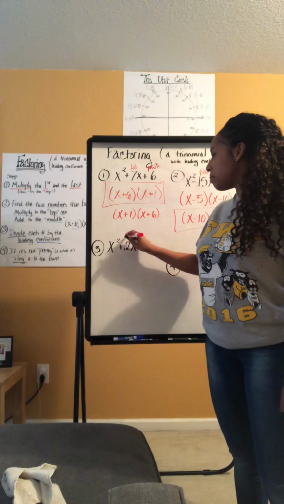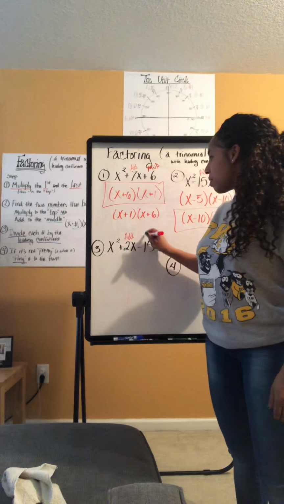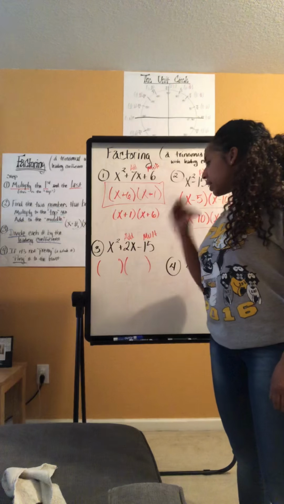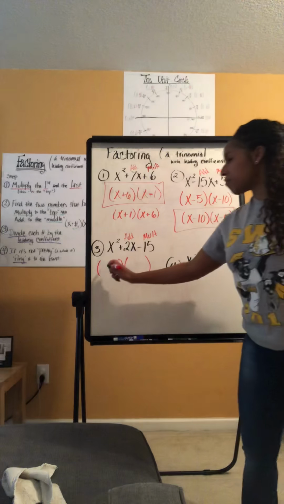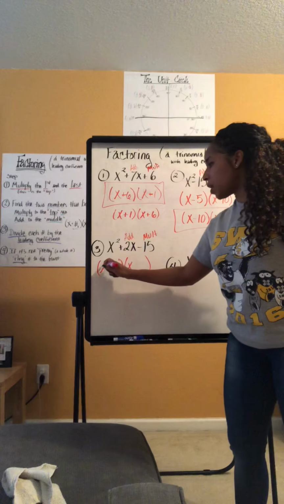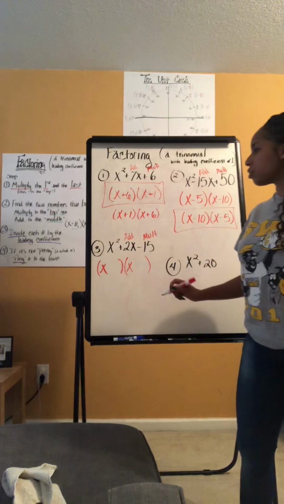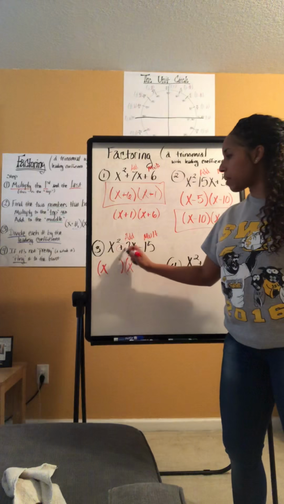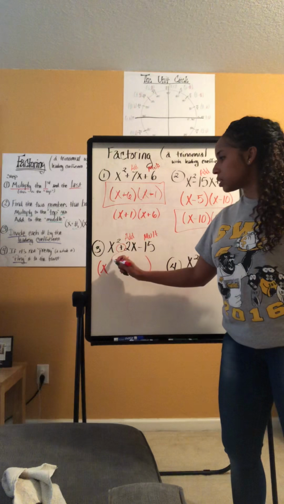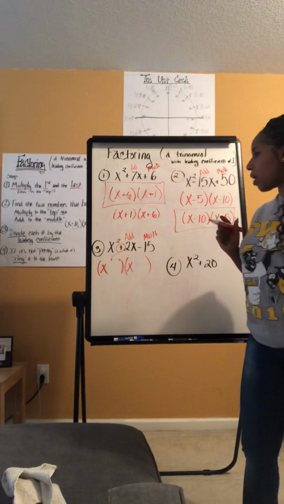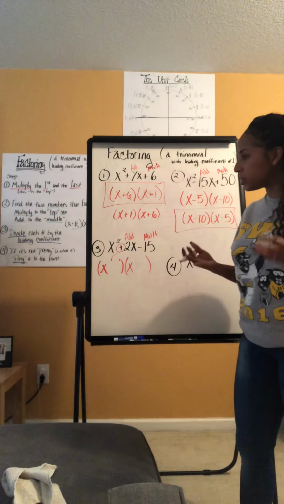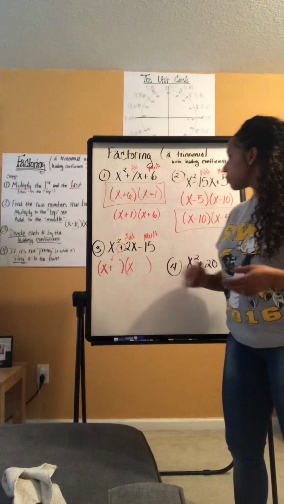All right, number 3. Again, I'm doing my add multiply thing. I want the numbers that multiply to negative 15 but add to 2. All right. I have my x and my x. One of the tricks is your larger number is going to be the same as your middle sign. Okay, so I know that between my two numbers, the bigger one is going to be positive.